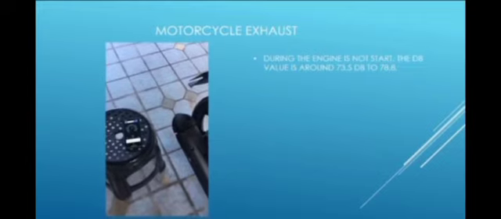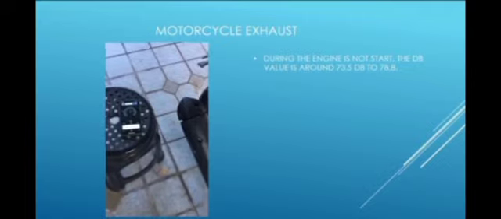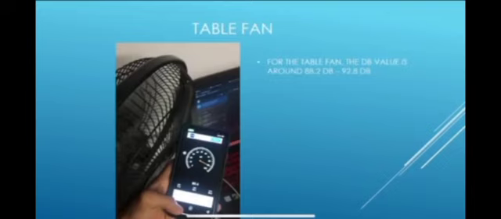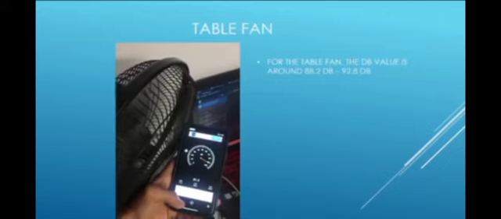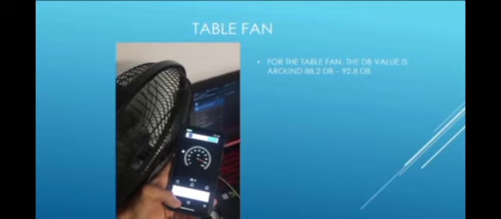Okay, firstly, I'm going to detect the decibel value of a motorcycle exhaust. You can see when the engine is not started, the dB value is around 73.5 dB to 78.8 dB. After that, during the idle condition, the decibel value is between 89.2 dB to 94.7 dB. And then I test this app on a table fan. For the table fan, the dB value is around 88.2 dB to 92.8 dB.